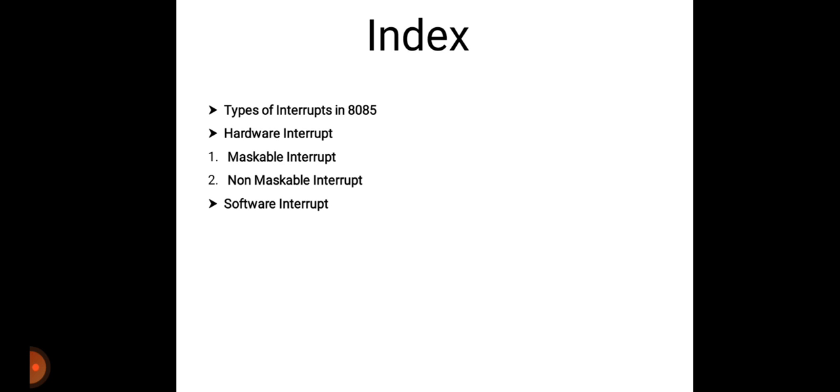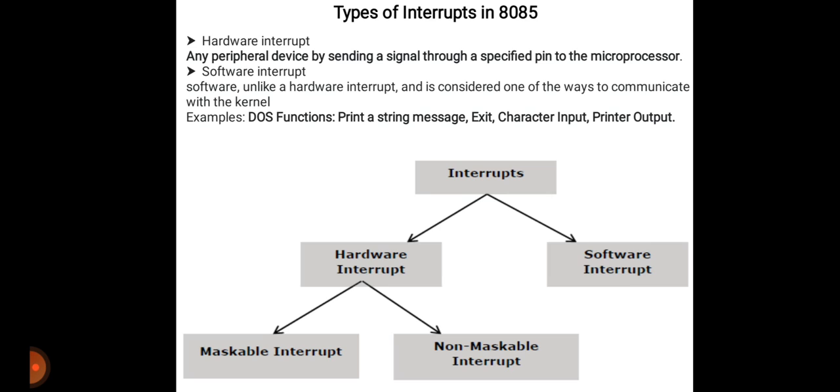So in this lecture we are going to study the types of interrupts in 8085. Then hardware interrupts, in which there are two types: the first one is maskable interrupt and the second one is non-maskable interrupt. Then another one is software interrupt. So we will see one by one.